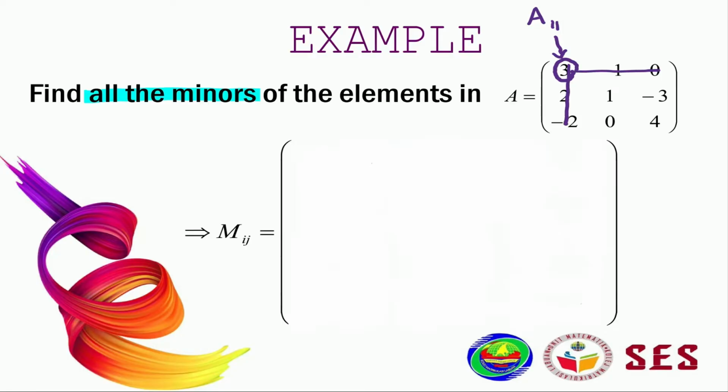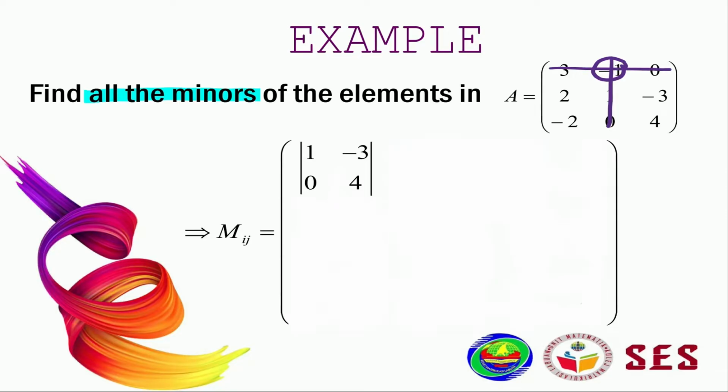So we need to cross out, or hide, the first row and the first column, and then we need to write the remaining numbers or elements into determinant form. So you can see here we have 1, -3, 0 and 4, and it is in determinant form.